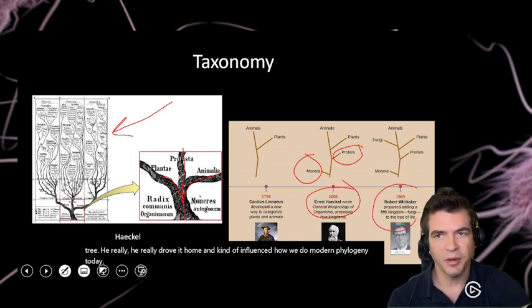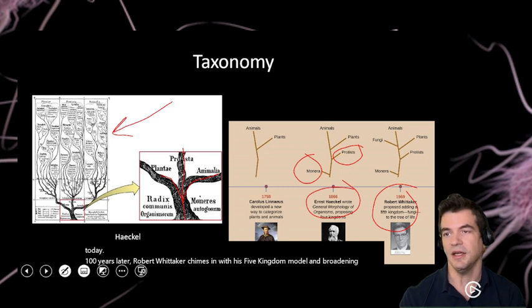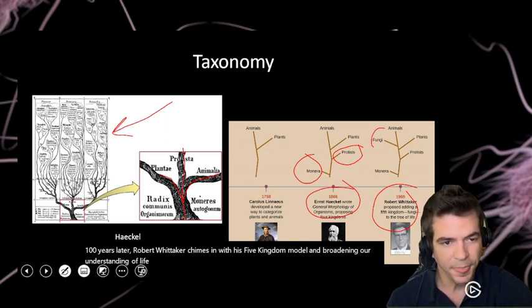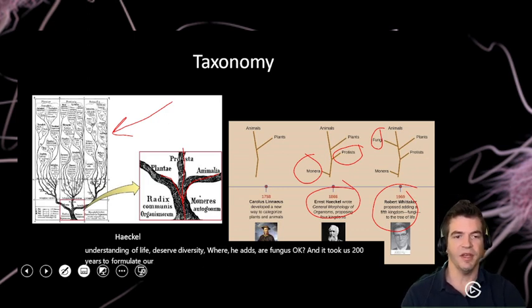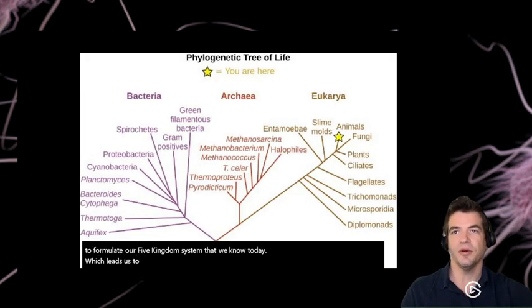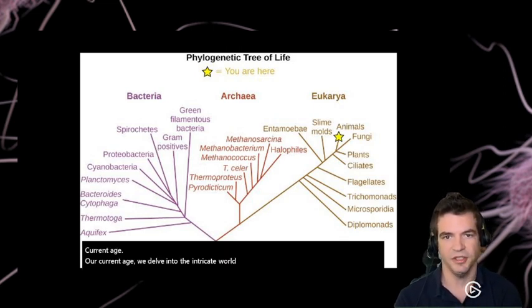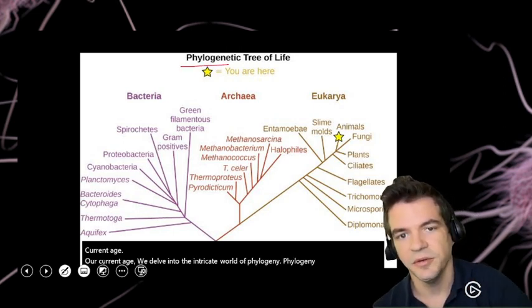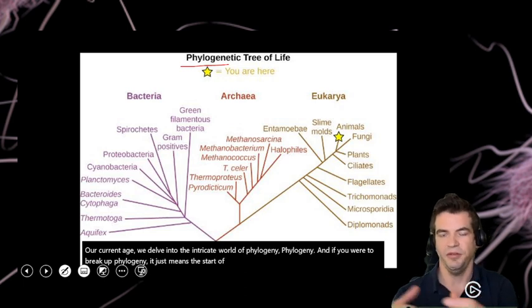100 years later, Robert Whittaker chimes in with his 5 kingdom model, broadening our understanding of life's diversity, where he adds our fungi. And it took us 200 years to formulate our 5 kingdom system that we know today, which leads us to our current age. In our current age, we delve into the intricate world of phylogeny. If you were to break up phylogeny, it just means the start of branching, right? The branching start.